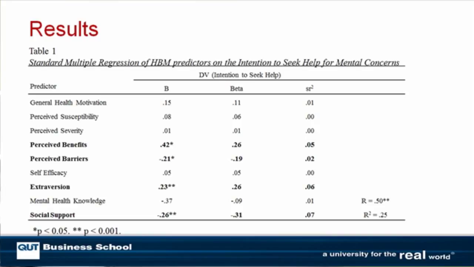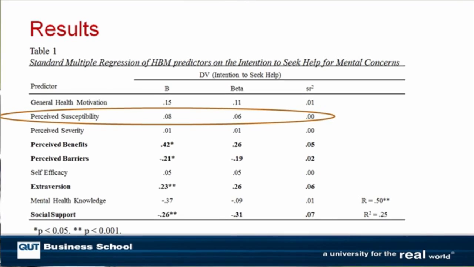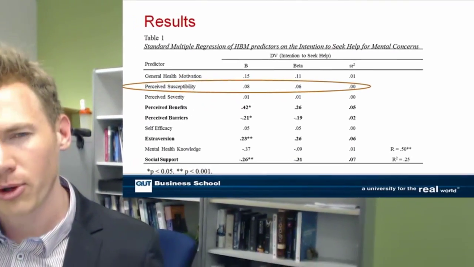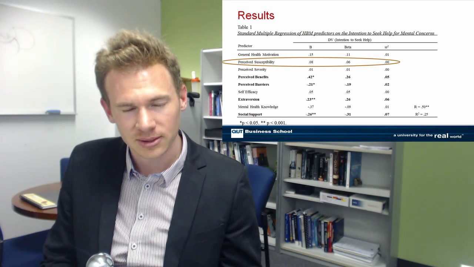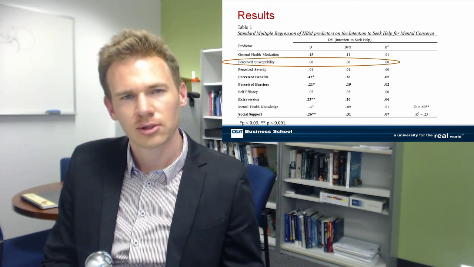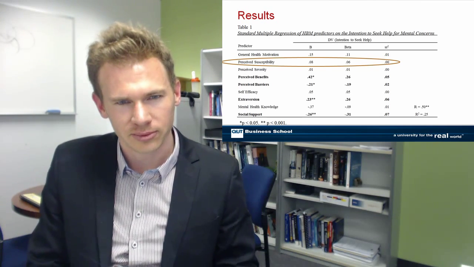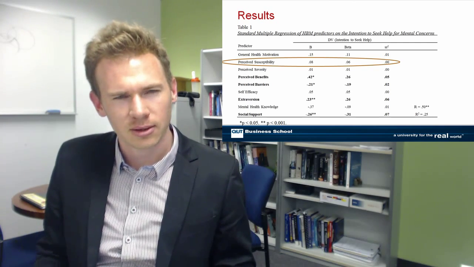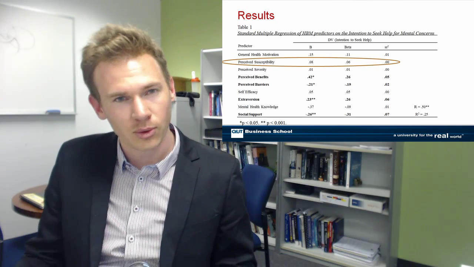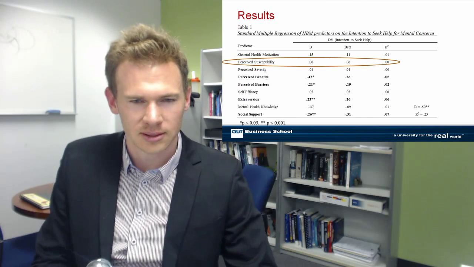Now, one thing in particular in these findings intrigued me the most, and that was this non-significant finding here, that there was almost no relationship at all between susceptibility, so how susceptible someone thought they were to a mental health issue, and whether or not they plan on seeking help. This surprised me because logically you'd think that the most susceptible people would be the ones who would most likely seek out help. But like I said, there was no evidence for this in the sample.